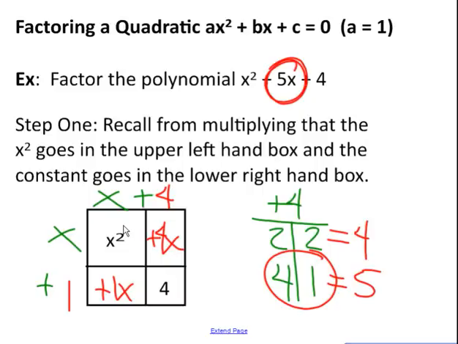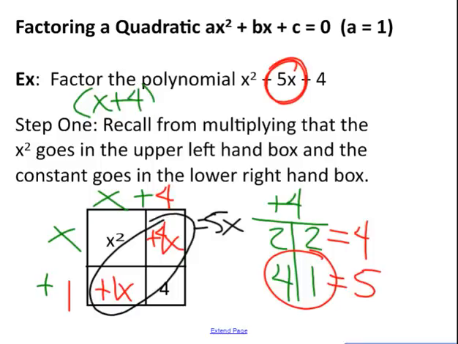And those look like they are going to make it, as collecting like terms across the middle is going to make my 5x that I wanted. So those look like my two correct terms. So our final answer there is going to be an x plus 4 and an x plus 1. That's an 11. Awesome.